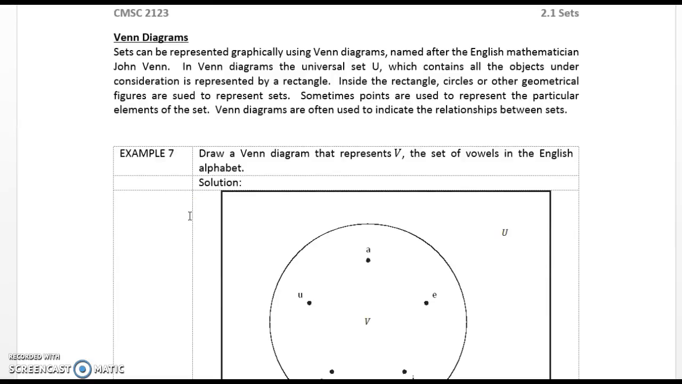Venn diagrams. Sets can be represented graphically using Venn diagrams, named after the English mathematician John Venn. In Venn diagrams, the universal set U, which contains all the objects under consideration, is represented by a rectangle. Inside the rectangle, circles or other geometric figures are used to represent sets. Sometimes points are used to represent a particular element of the set. Venn diagrams are often used to indicate the relationship between sets.